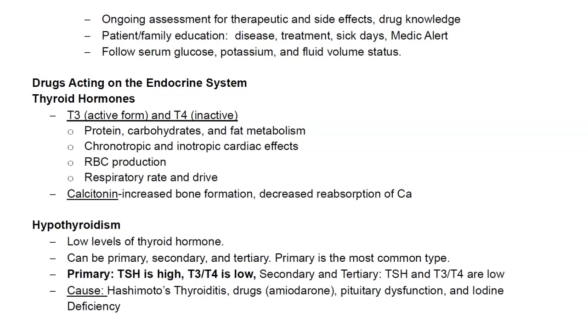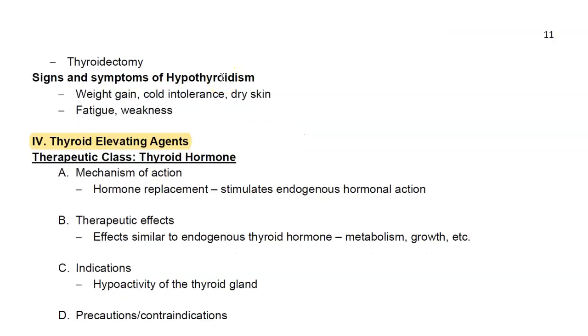Common causes of hypothyroidism: Hashimoto's thyroiditis, which is basically an autoimmune disorder of the thyroid that causes inflammation of the thyroid. Certain drugs such as amiodarone, also pituitary dysfunction and iodine deficiency can cause hypothyroidism. Another cause of hypothyroidism is thyroidectomy, or basically the removal of thyroid glands.